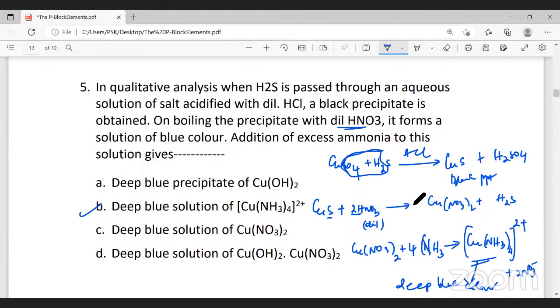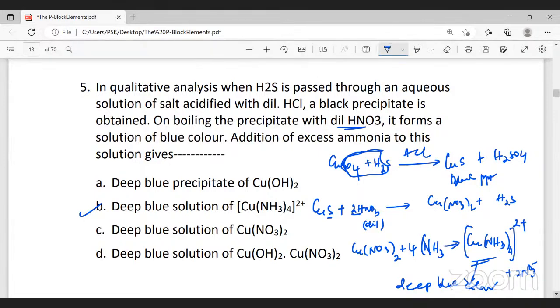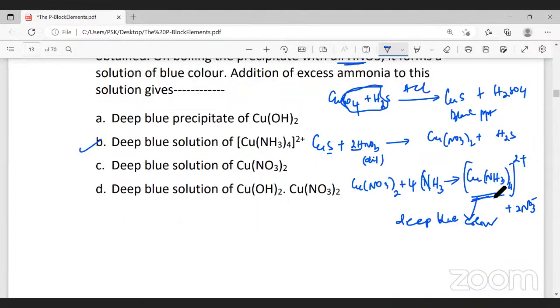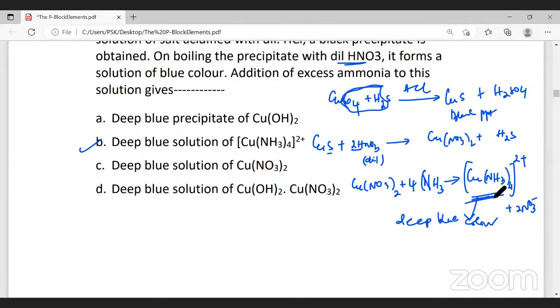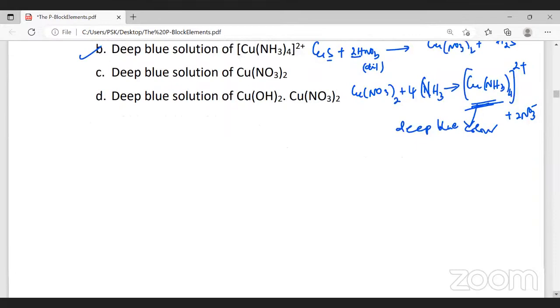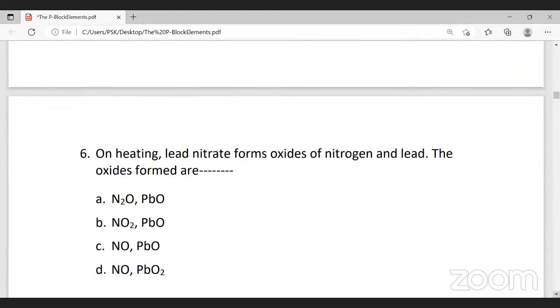So remember, this is a lengthy question. You should remember that the deep blue color is due to the formation of the complex cuprammonium ion, or tetraamminecopper(II) ion. It's a cationic complex. The IUPAC name we have learned in the chapter on coordination chemistry.